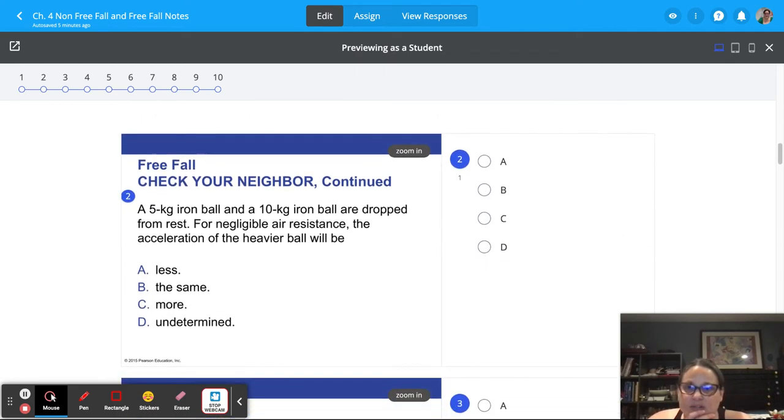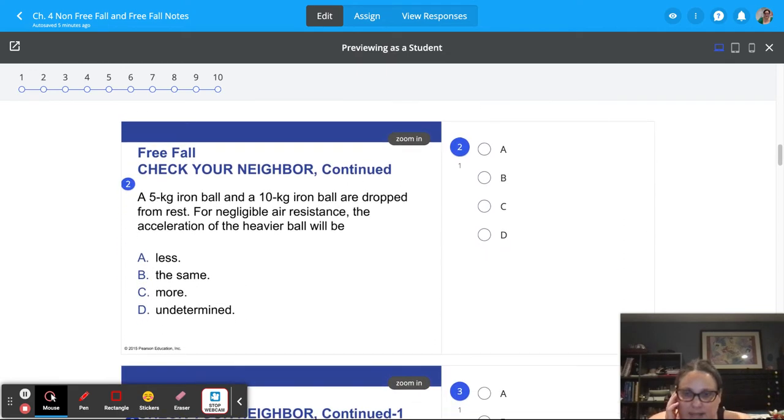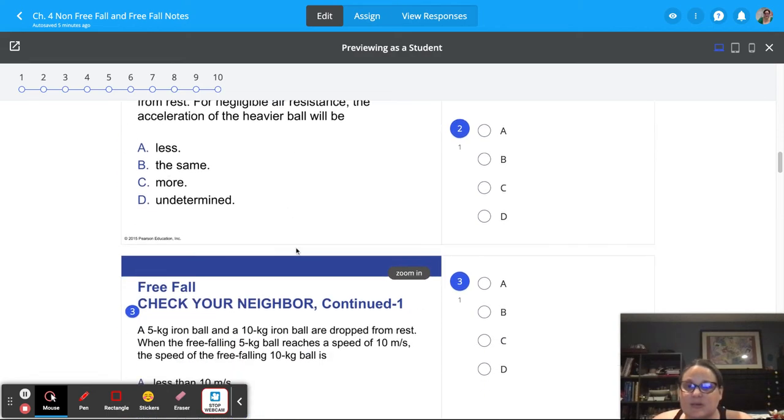All right, next question. A 5 kilogram iron ball and a 10 kilogram iron ball are dropped from rest. For negligible air resistance, the acceleration of the heavier ball will be... So negligible means ignoring it. So we're ignoring air resistance. So air resistance doesn't exist, which means we are in free fall. Also, the title of the question says free fall. So that's your tip off that there's no air resistance. So everything has the same acceleration, which is gravity. So the acceleration of the heavier ball will be the same as the 5 kilogram iron ball because we have no air resistance in this situation.